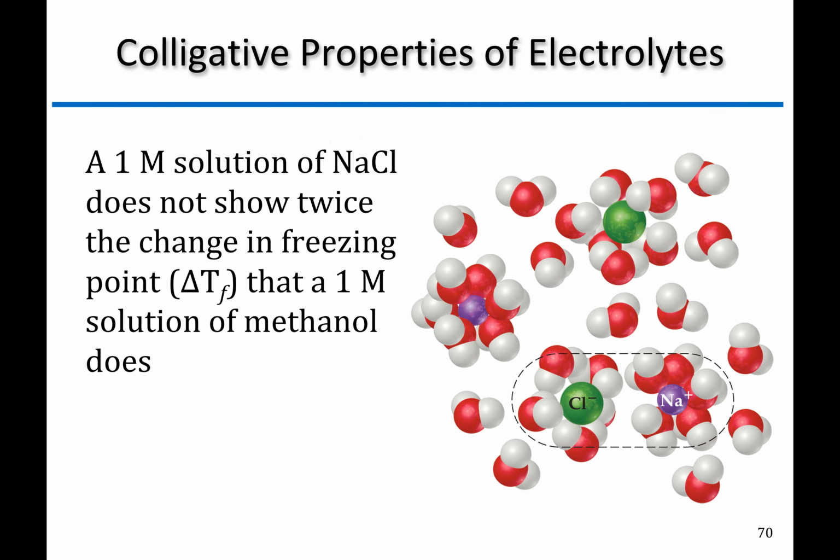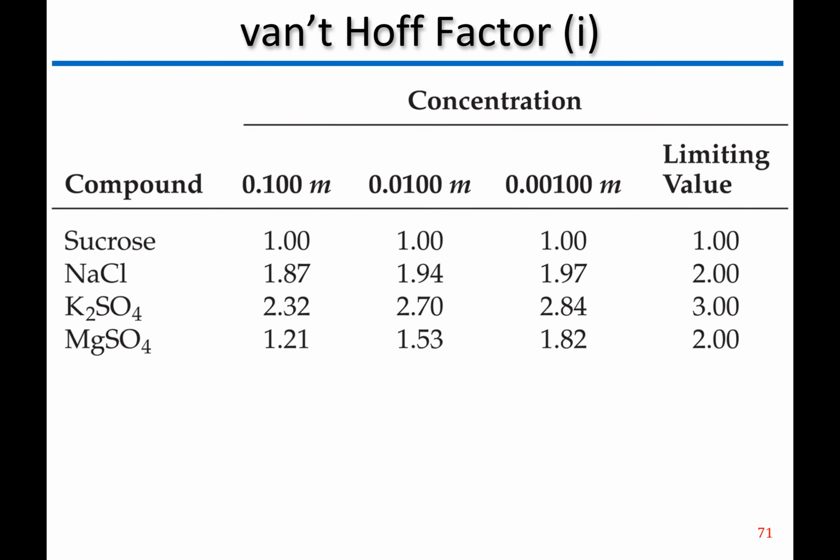Okay, so why is this happening? A 1 molar solution of sodium chloride does not show twice the change in freezing point that a 1 molar solution of methanol does. Even though it has twice as many particles, it's still not double the effect. So why is that? Well, this is because what we're actually talking about is called the van 't Hoff factor. This is a measure of the effectiveness of the ions of a solute on impacting the properties of a solution. Ideally, something like sodium chloride would have a van 't Hoff factor of 2.